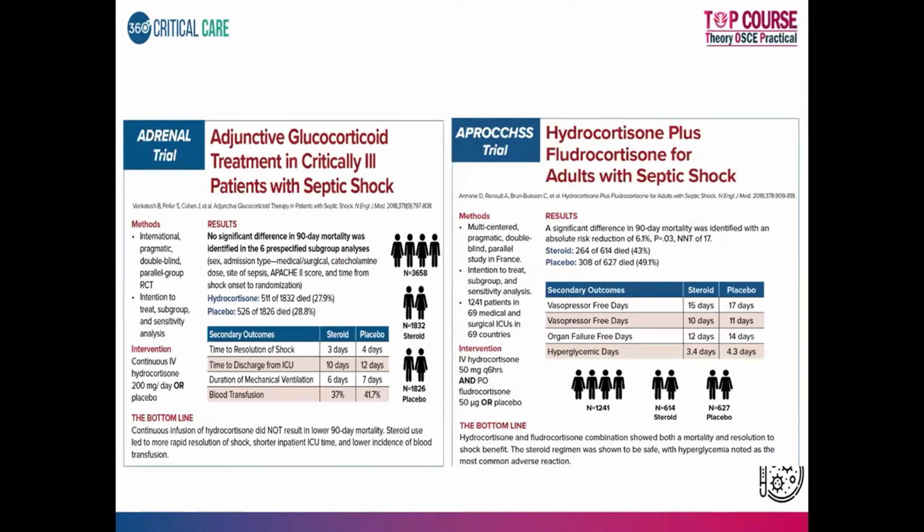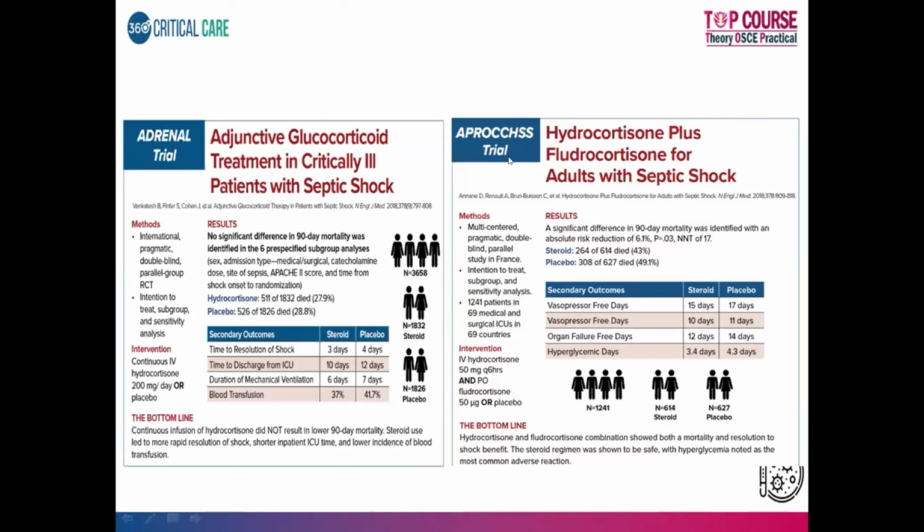Now next came the ADRENAL trial and the APROCCHSS trial. Both were in 2018. So what did the ADRENAL trial tell? Same, this also was hydrocortisone versus placebo. They showed that continuous infusion did not result in lower 90-day mortality. Okay, but the steroid use led to more rapid resolution of the shock, shorter ICU time, and lower incidence of blood transfusion. So mortality wise, there was not much benefit, but the requirement of vasopressors was less in the ADRENAL trial.